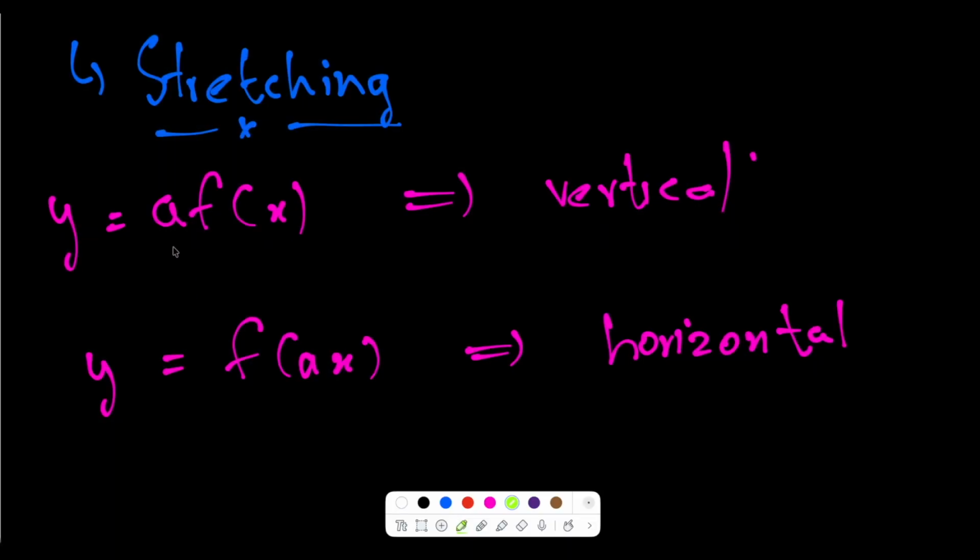Let's move on to stretching of graphs. Let's say we have a constant a that is outside of the function. So what happens here is that all the y values of f(x) are multiplied by the constant a. Therefore, there will be a vertical stretch. Now let's take a look at horizontal stretch. If we have the constant that is inside the function and it multiplies x, that means all the x values of the graph are multiplied by a scale factor of 1 over a.